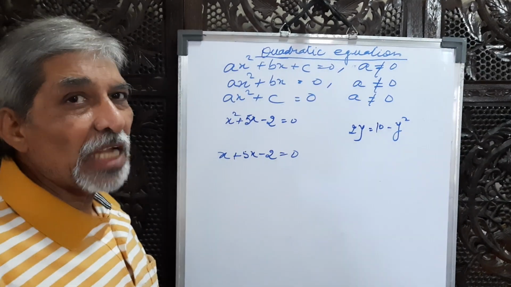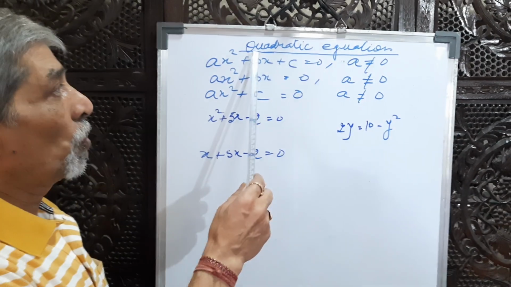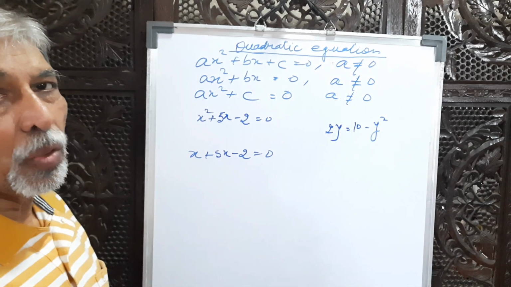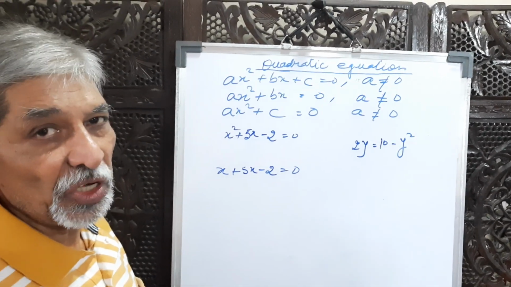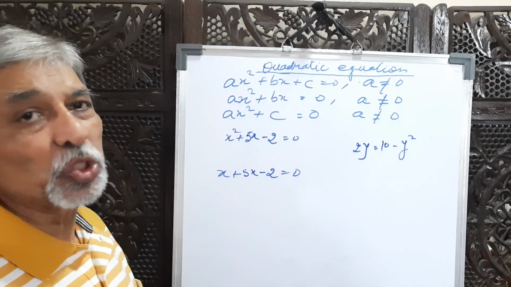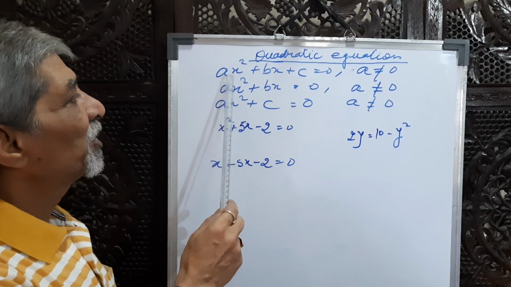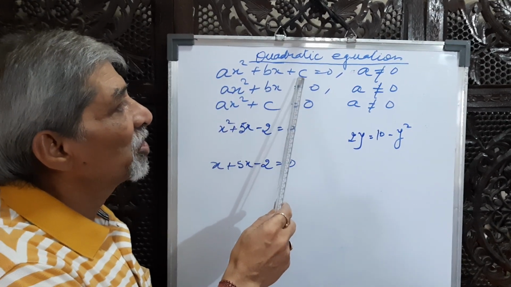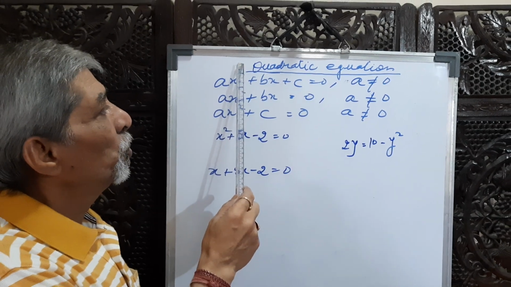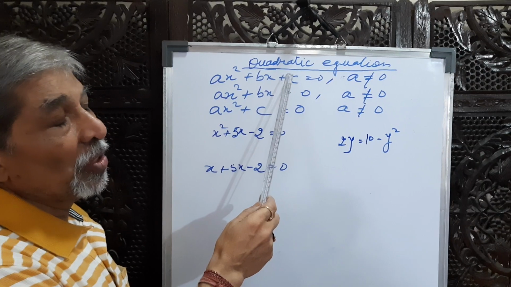In second chapter we have quadratic equation. Very first we'll understand what is quadratic equation. The equation whose degree is 2 and it is in the form of ax squared plus bx plus c equals 0. Ax squared power is 2, bx 1, c is 0.